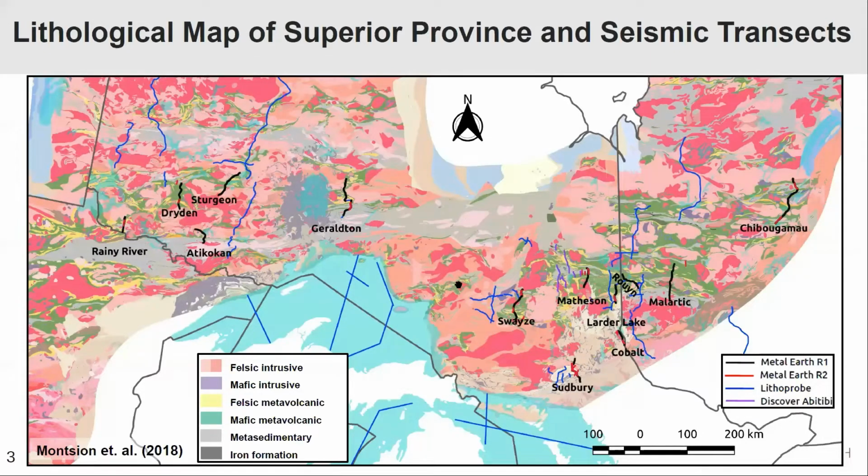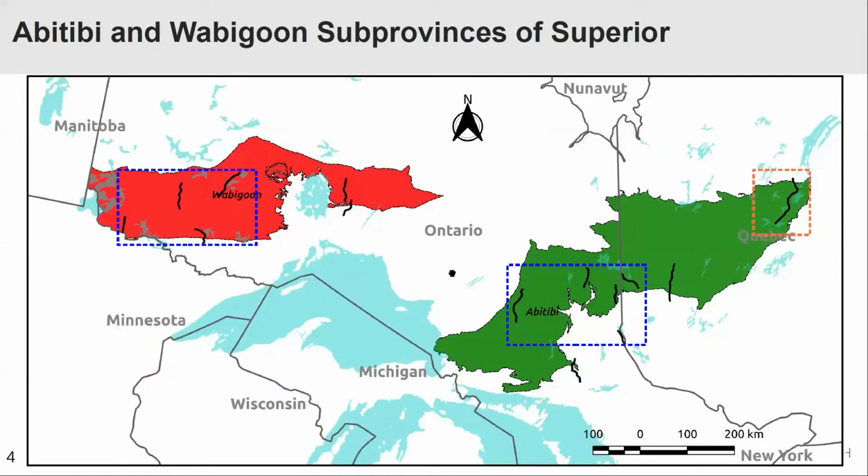Just flipping between these two, again here I'm highlighting the Abitibi transects, and on this side is the Wabigoon. The whole purpose of this is that the Abitibi is considered a very metal endowed, very good sub-province for mineral prospectivity. But the Wabigoon seems a little bit barren, which is still debatable, but people are trying to understand what the major difference is between these two sub-provinces.